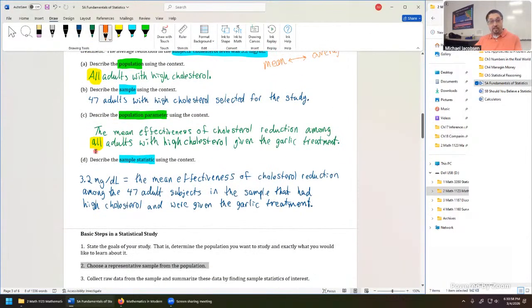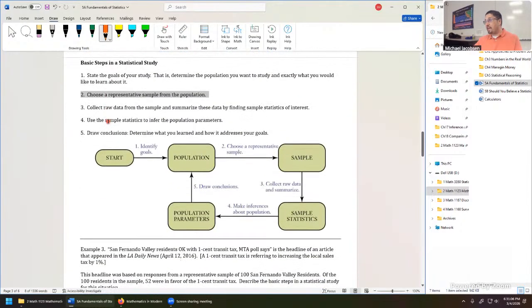You would know what this value is. So you never had to worry about computing a statistic. You get the exact value of the parameter. But those situations are kind of rare in actual practice. In actual practice, populations are large.